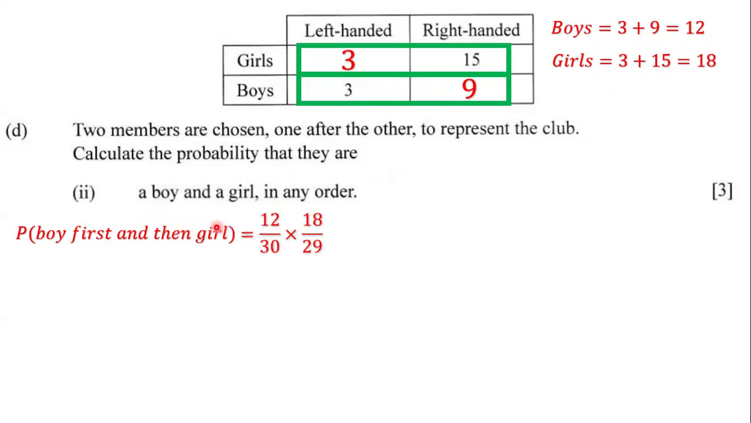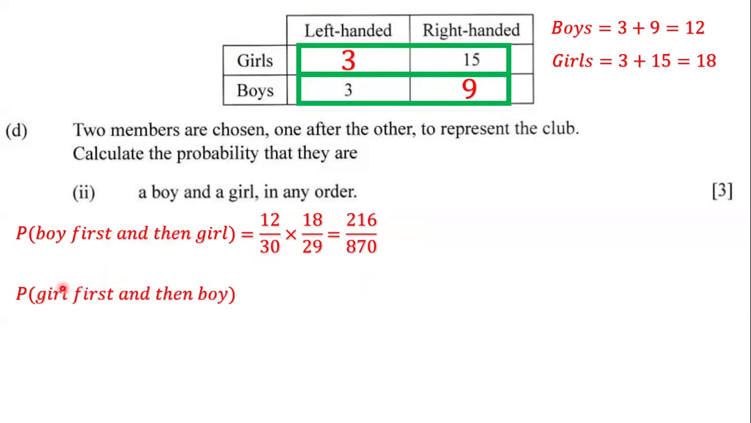So for boy first and then a girl, the probability of us selecting a boy is going to be 12 over 30 because there are 12 boys and there are 30 possible members to choose from. So it's 12 over 30. Now it's time to choose a girl. There are 18 girls, right? But there are only 29 people to choose from because we already selected one person. So that's why this is 18 over 29. Next, we multiply. 12 times 18 is 216, and 30 times 29 is 870. And so that's the probability of a boy first and then a girl.